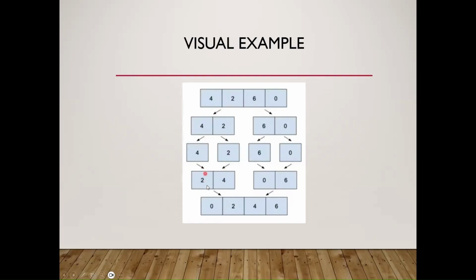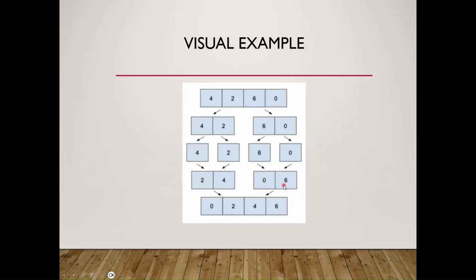First, we will compare 4 and 2. Since 2 is smaller than 4, 2 will come before and 4 will come after. And on this side, it is already sorted with 0 and 6. And then we will compare 2 with 0. Since 0 is smaller, we will store the smaller number first. And then we will compare 6 with 2. Since 2 is smaller, 2 will come here.